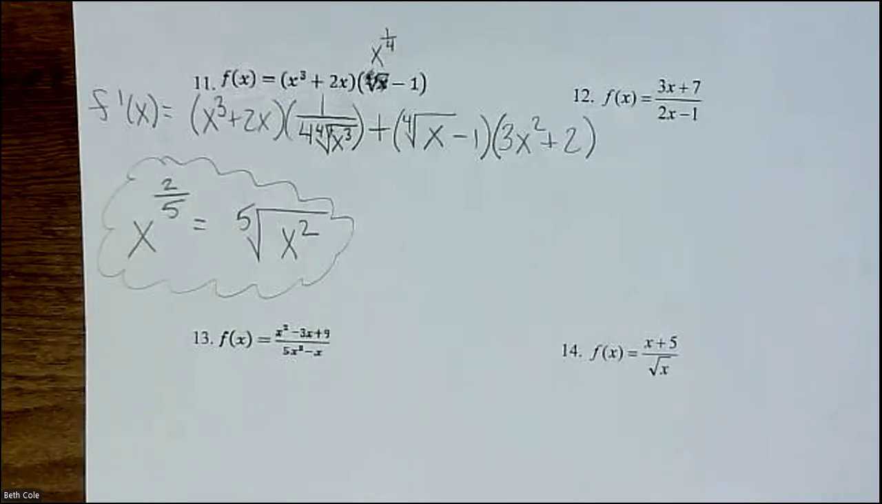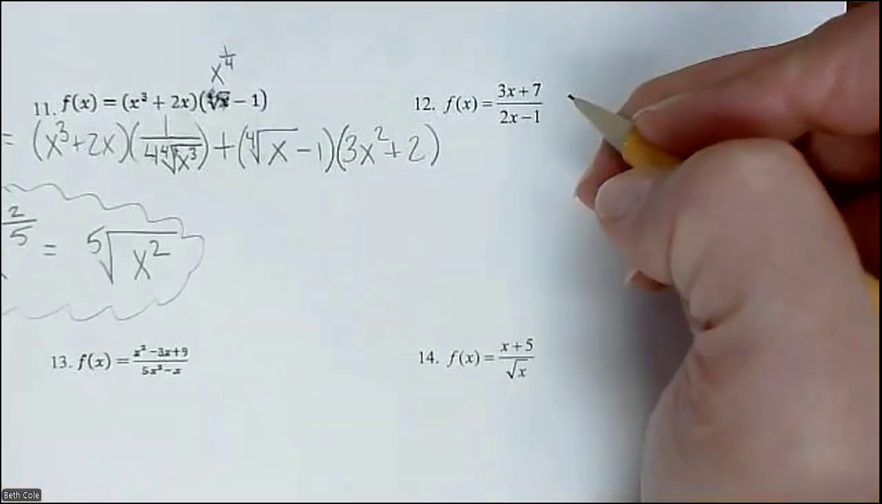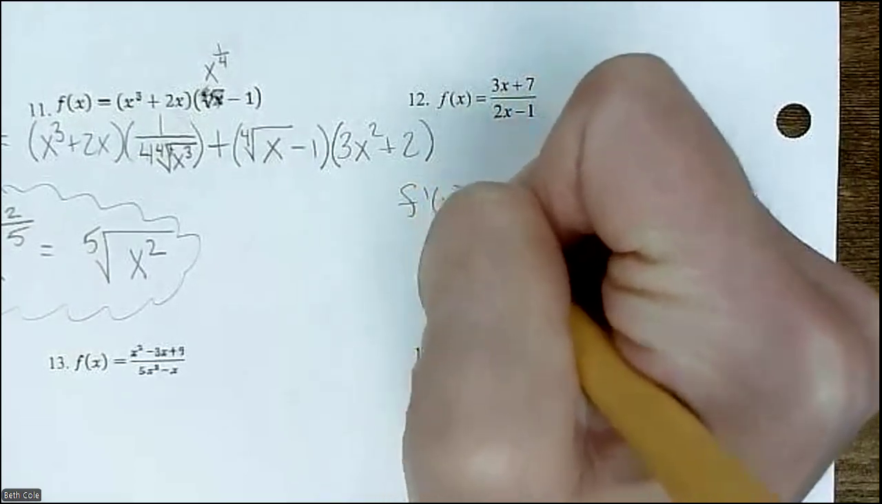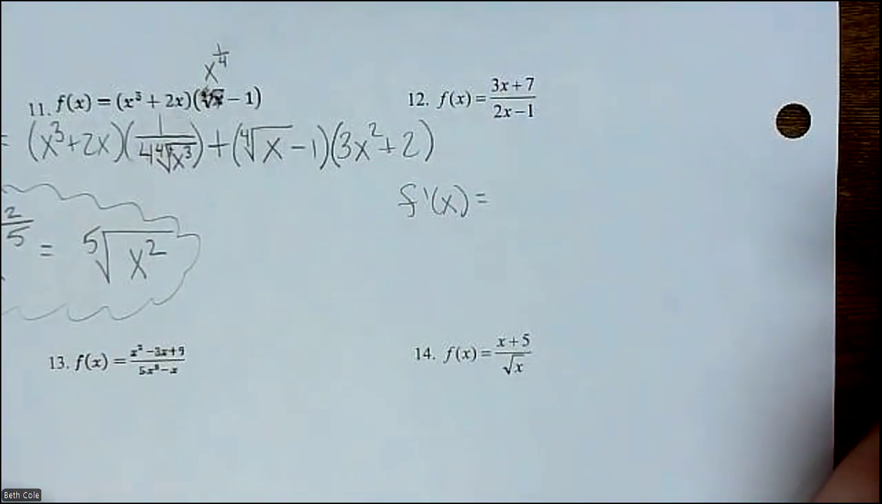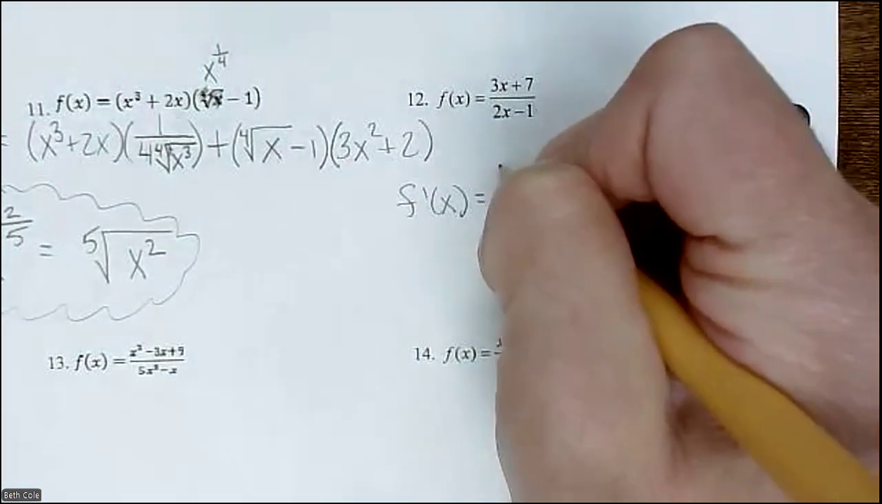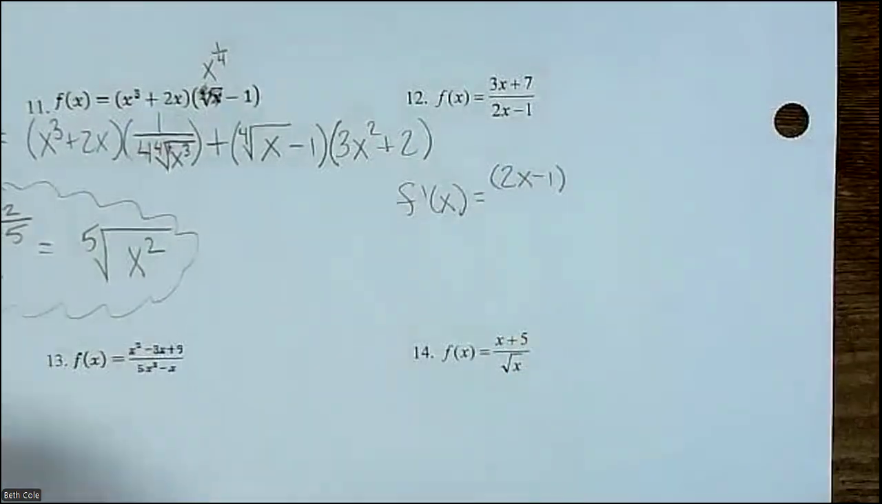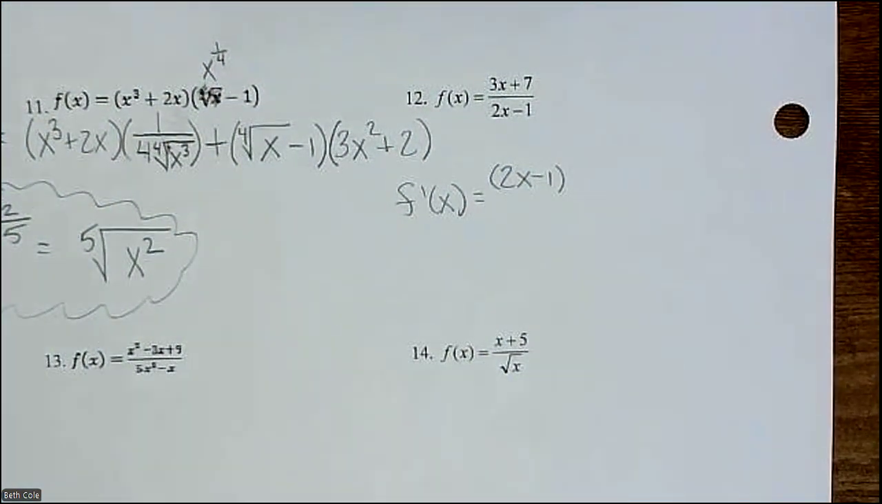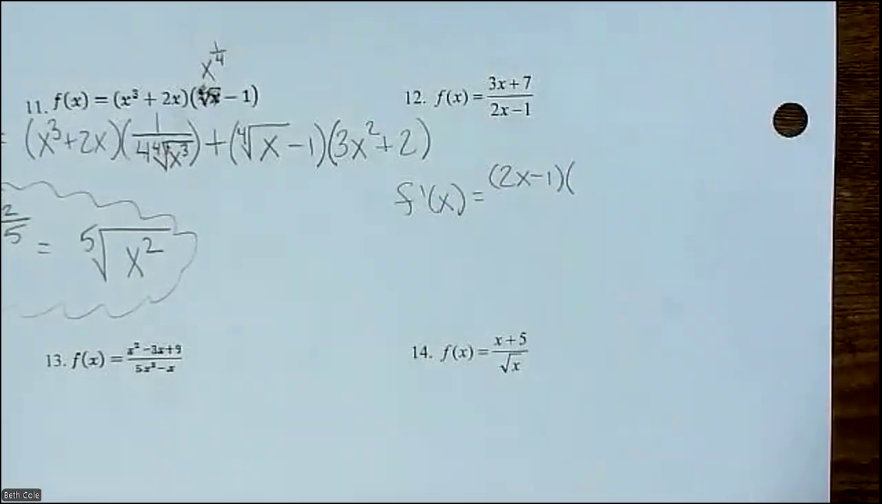All right, so let's practice this a few times. So looking at number 12, we're going to write f prime. And you're going to start with the denominator, so 2x minus 1. So again, if you get the ball rolling, if you get the first thing, you will likely get the rest of it. All right, times derivative of the numerator.